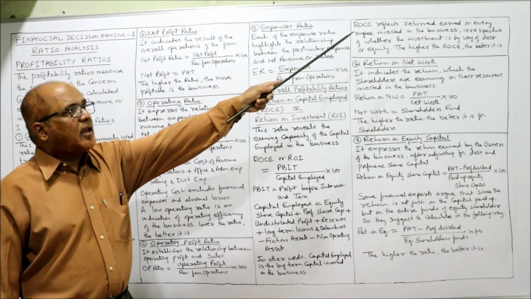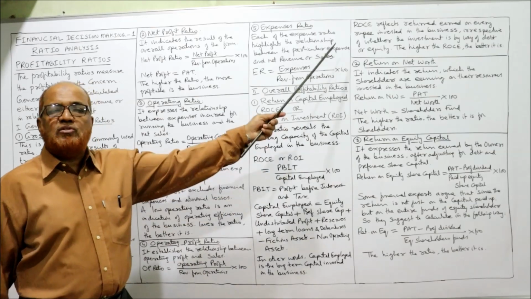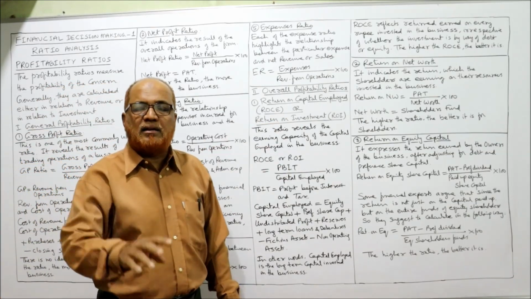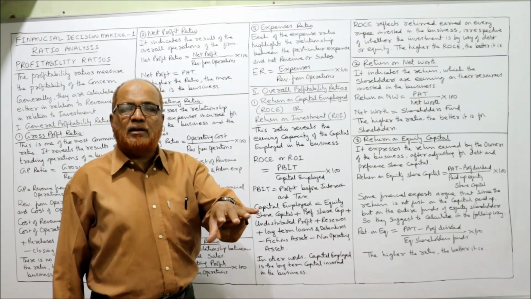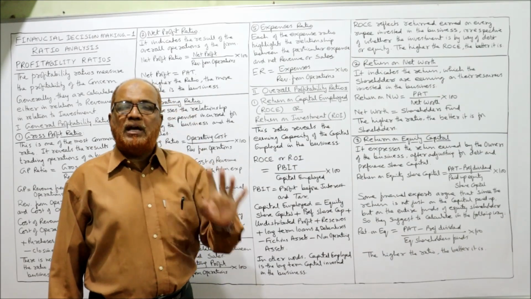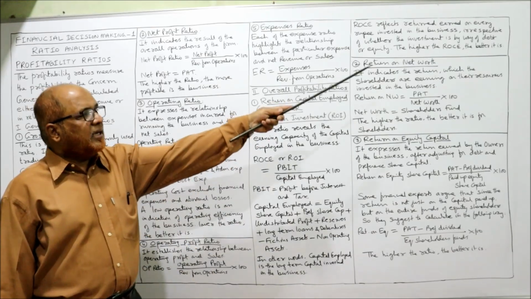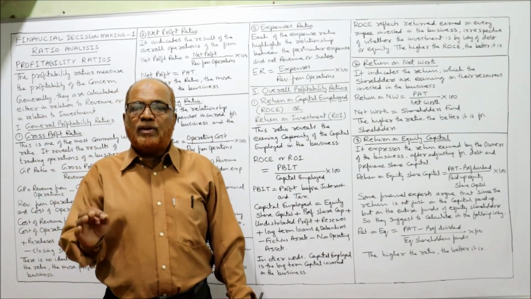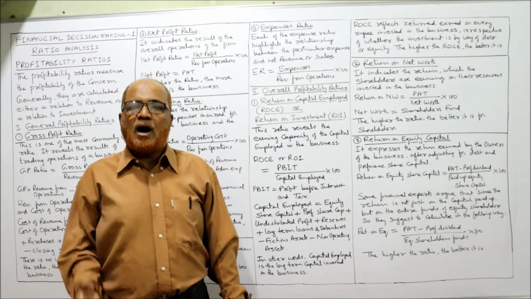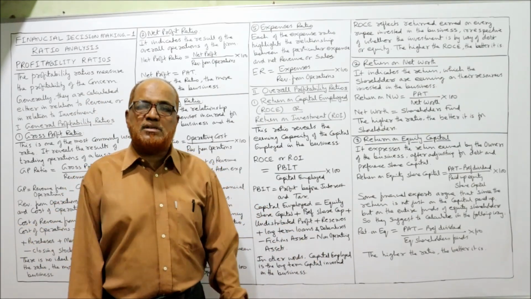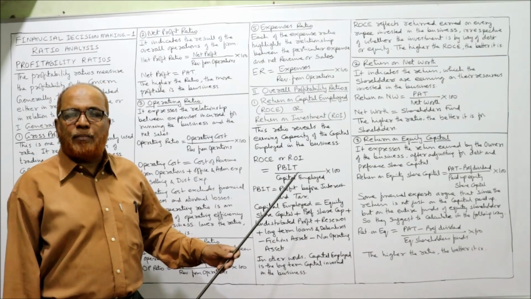So ROCE reflects return earned on every rupee invested in the business, irrespective of whether the investment is made by debt or capital. Whether the investment is made by the debt or capital, what is the return for every 1 rupee invested? That will be disclosed by ROCE. So the higher the ROCE, the better it is. Every business must try to increase the ROCE to its maximum. Higher the ROCE, better it is for the business. This is the first overall profitability ratio, ROCE, a very important ratio.